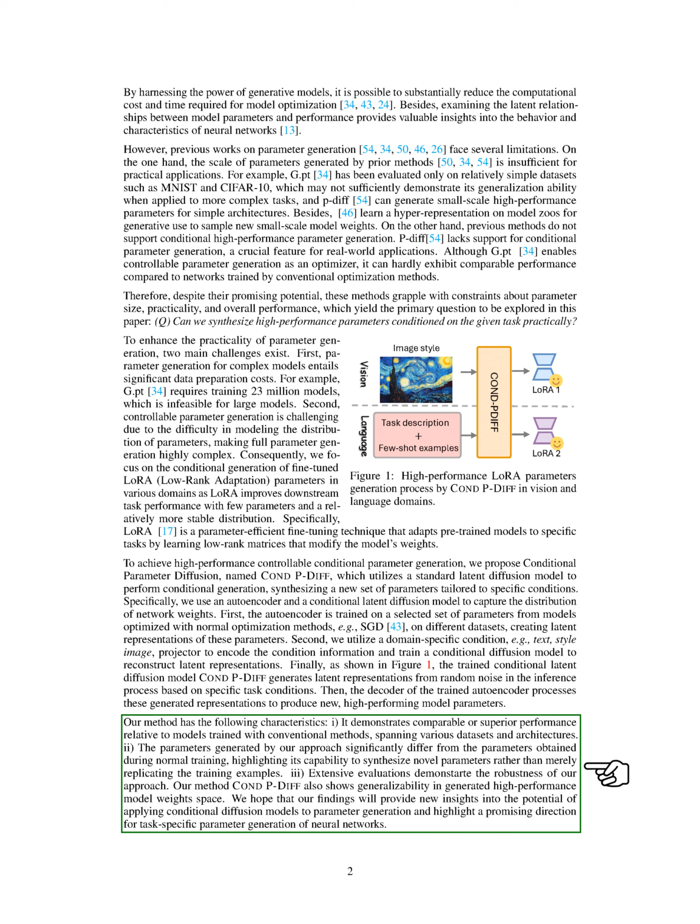Our method has several key features. It shows comparable or superior performance to models trained with conventional methods across various datasets and architectures. The parameters we generate are distinct from those obtained through normal training, indicating our ability to synthesize novel parameters. And extensive evaluations demonstrate the robustness and generalizability of our approach in generating high-performance model weights. We hope our findings will shed light on the potential of applying conditional diffusion models to parameter generation and pave the way for task-specific parameter generation in neural networks.